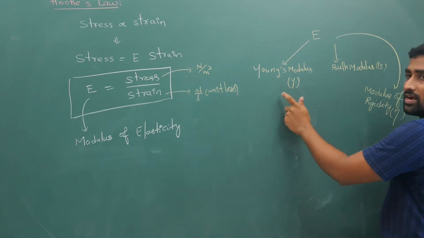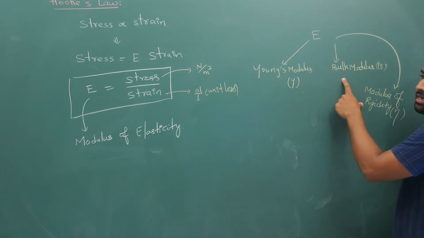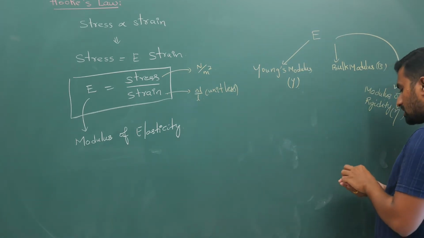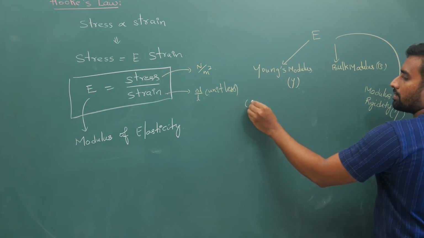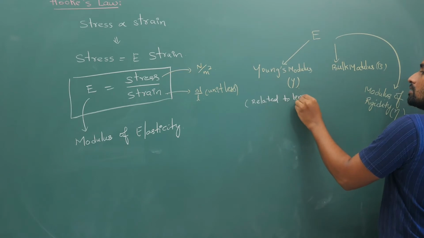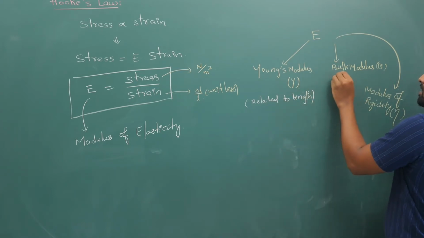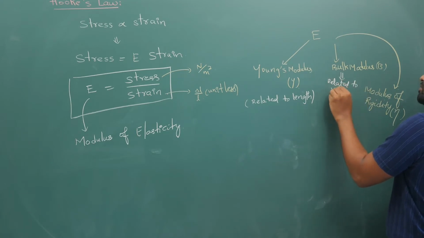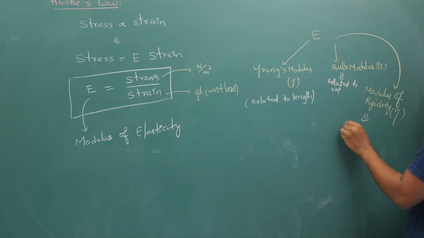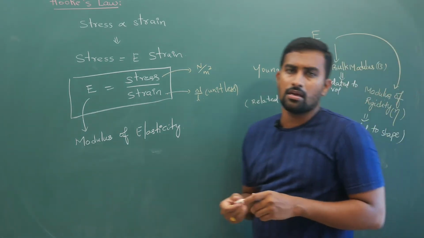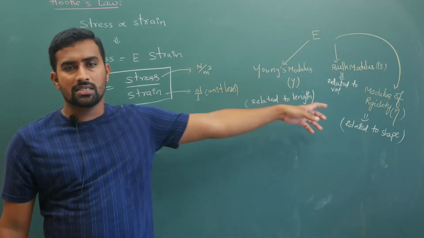This is defined mostly for solids and this is usually for liquids, and this is related to shape. Indirectly, this modulus is related to length, this is related to volume, and this is related to shape. So we are going to use these three moduli of elasticity, and I will define each of them in detail now.